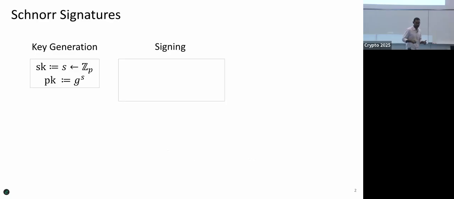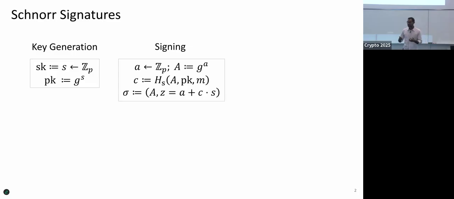To sign a message, the signer will first sample a random nonce, small a here, and commit to this random nonce using a discrete log commitment, g to the a. Then it derives a random-oracle-based challenge, which is c, and then outputs the masked version of the secret key, which is denoted here as a plus c times s. The signature also contains the nonce commitment.